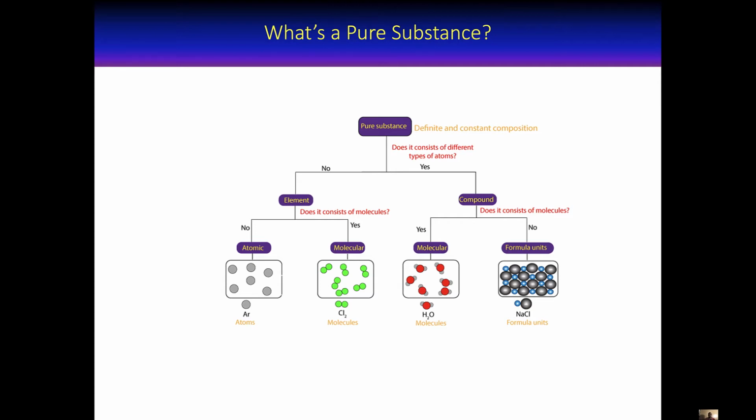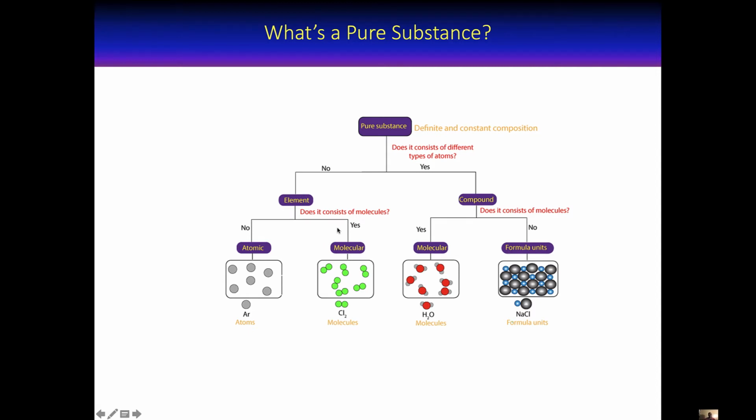Okay. So a pure substance can exist as an element or it can exist as a compound. When it exists as an element, it can either be atomic or molecular. When it's atomic, that means that it consists of individual atoms. So as you've seen in this box here, you do have these gray individual circles. So each circle depicts an atom. And an example of an element that consists of individual atoms is argon. So argon, the element argon, consists of individual argon atoms.